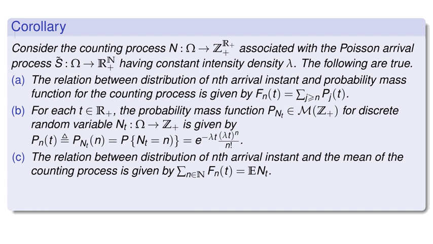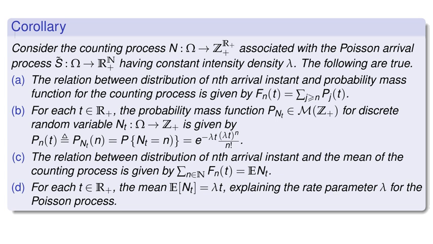C, the relationship between the distribution of the nth arrival instant and the mean of the counting process is given by the sum over n in natural numbers of F_n of t equals the expectation of N_t. D, for each t in R plus, the mean expectation of N_t equals lambda t. This directly explains why lambda is called the rate parameter for the Poisson process.